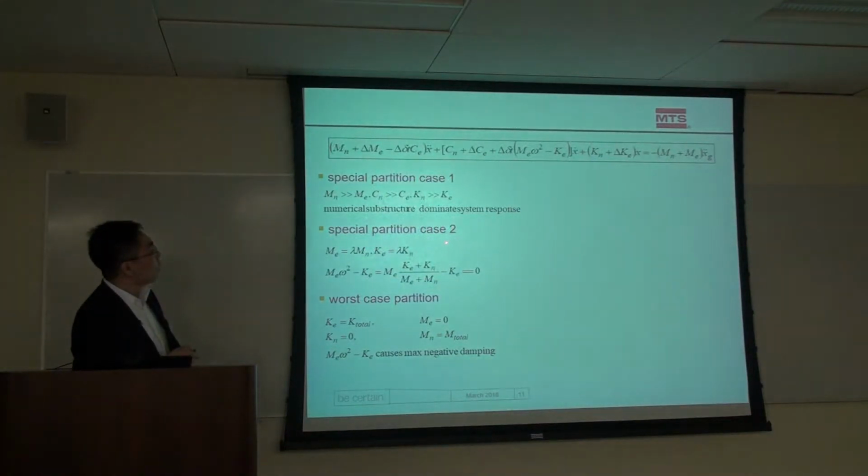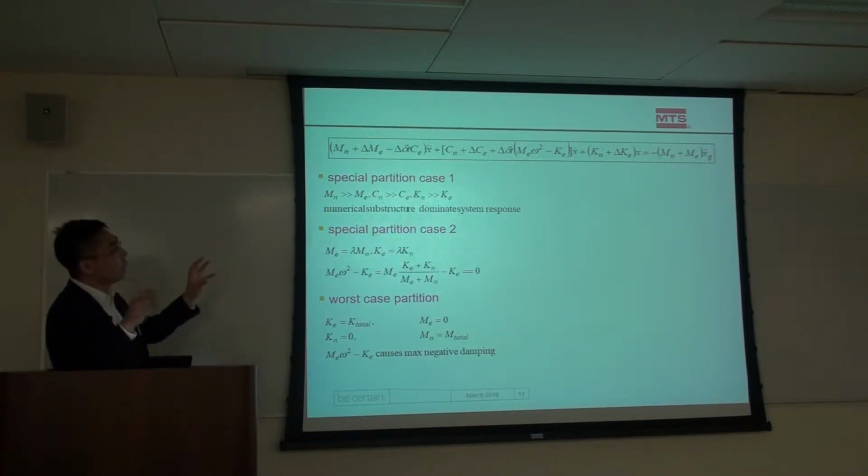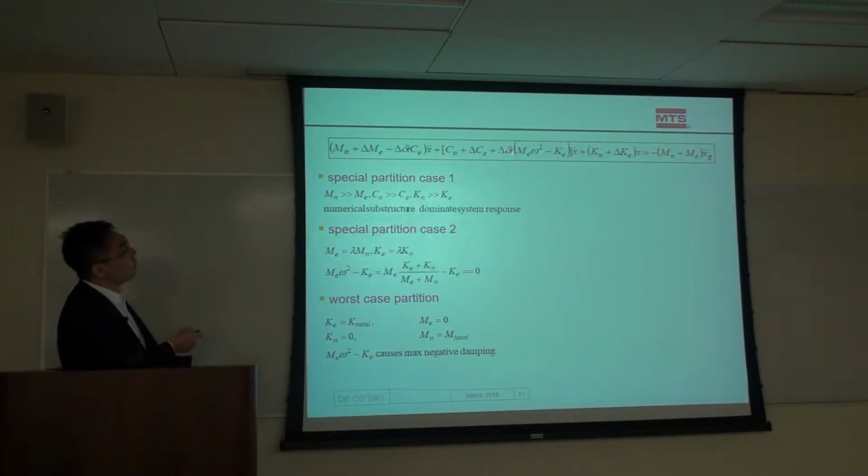And special case one is a little bit more interesting. For example, we can actually make this term go to 0, right? We can divide the substructure in a way that this coefficient term goes to 0. Then even if we have a huge control error, this is not going to introduce much negative damping into our system.